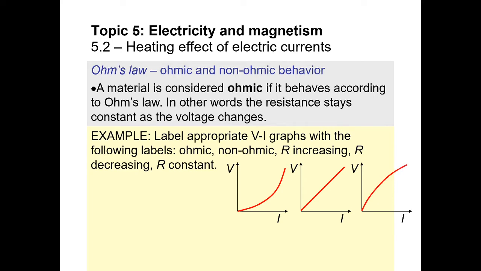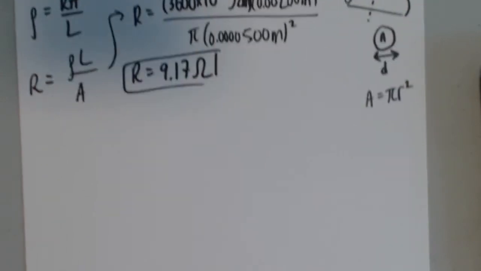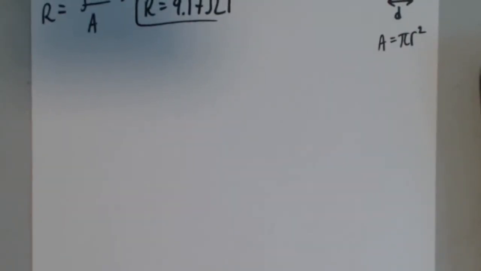So we have three different graphs here, voltage versus current. We have to label these graphs with the following labels: ohmic, non-ohmic, R increasing, R decreasing, or R constant. Before we solve this on the slide, I want to actually do this on a sheet of paper.